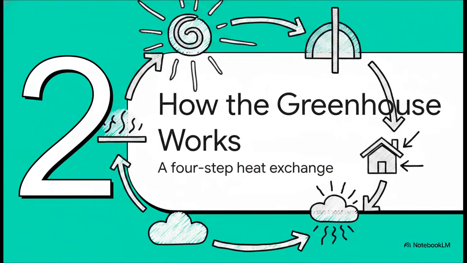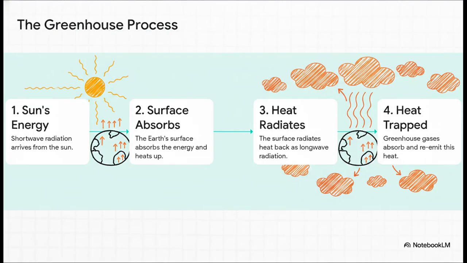But how does this blanket actually work its magic? Well, it all boils down to a pretty simple four-step exchange of heat. Okay, step one. The sun's energy zips down to us as shortwave radiation. It passes right through the atmosphere, no problem. Step two. The Earth's surface soaks up all that energy and, you guessed it, it heats up. Step three. Now that the surface is warm, it radiates that heat back out, but this time as long-wave radiation.